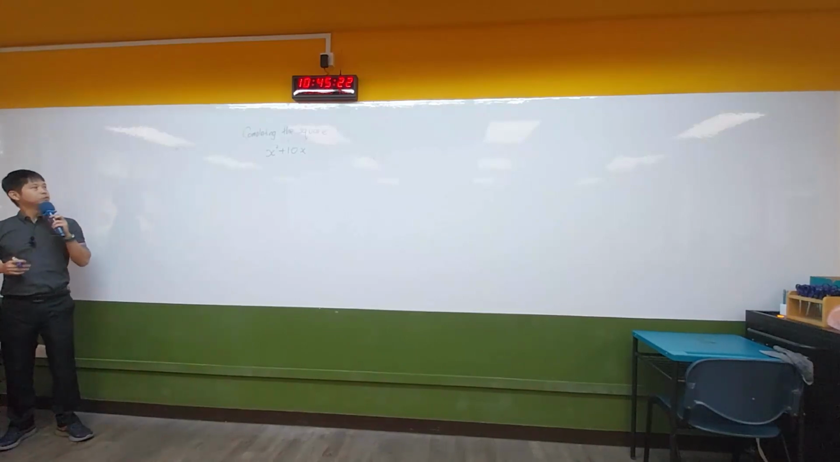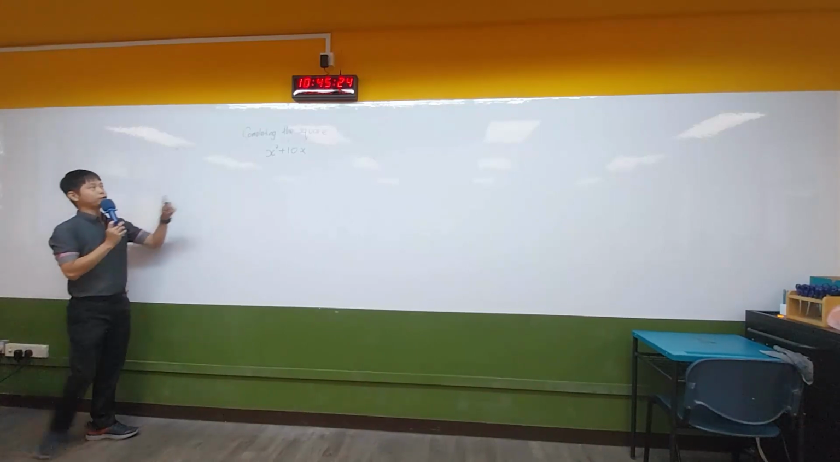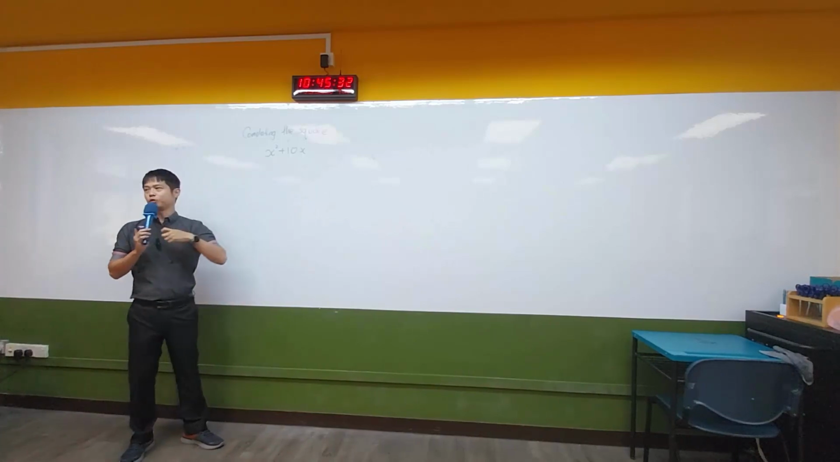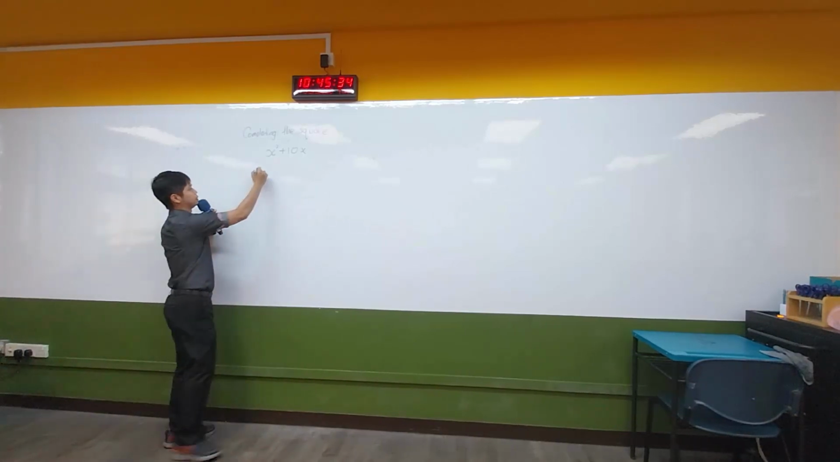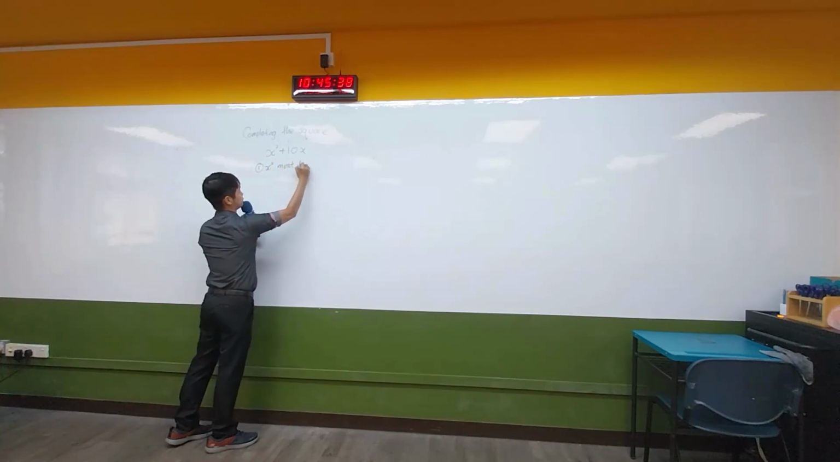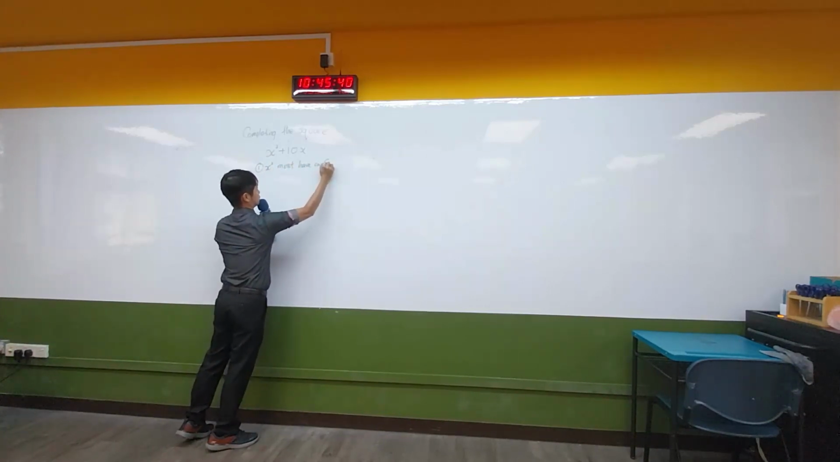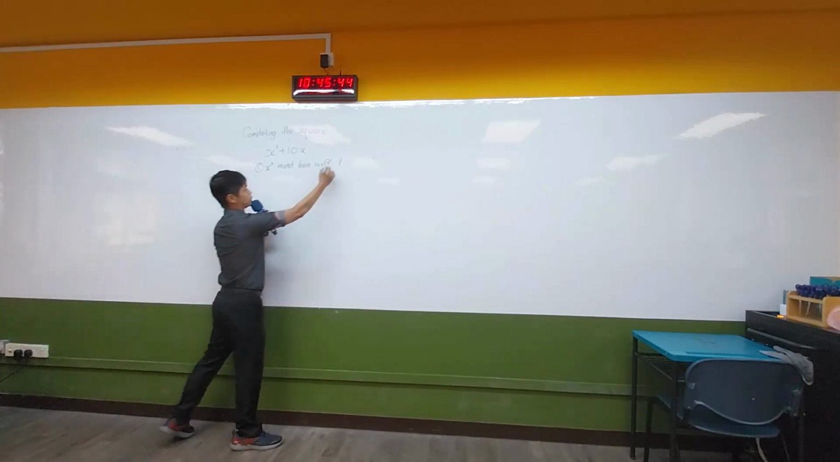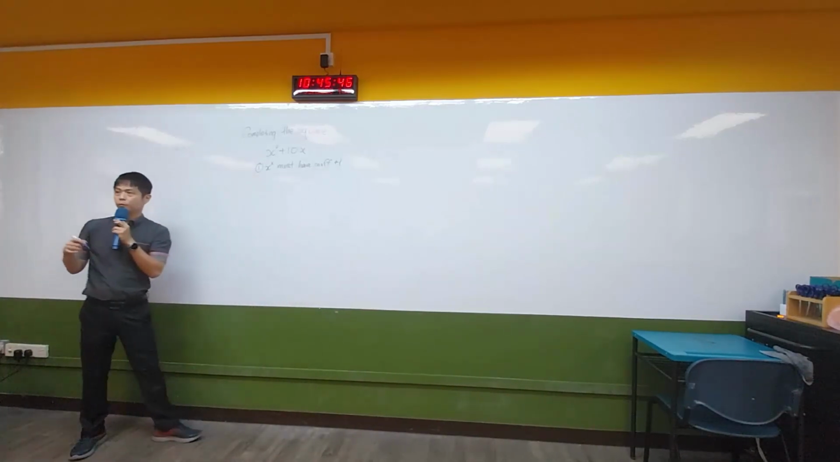Alright, so today we're going to do completing the square. Whenever you have a quadratic expression like this with an x squared and an x term, we will be able to complete the square. Now, the rule is this. The first one is x squared must have a coefficient of 1. x squared must have a coefficient of positive 1, not just 1.